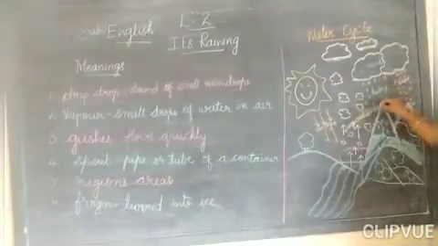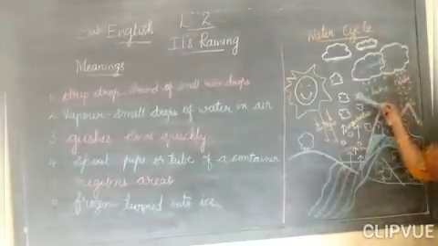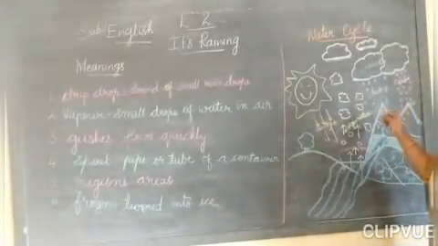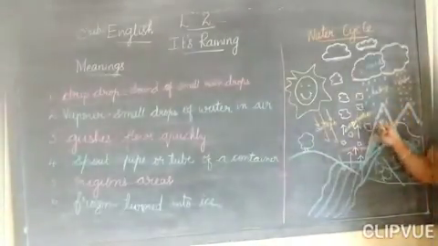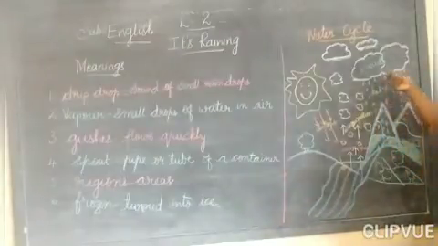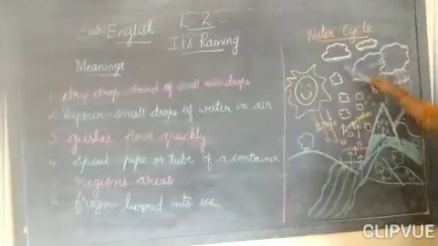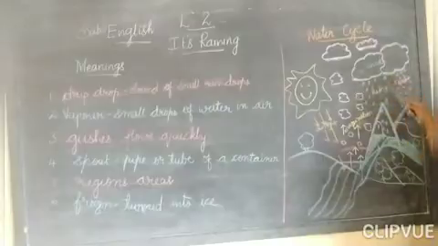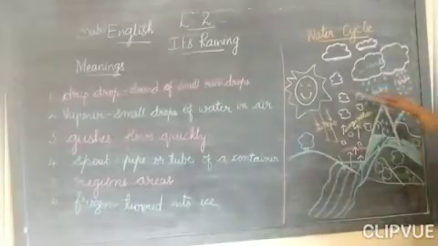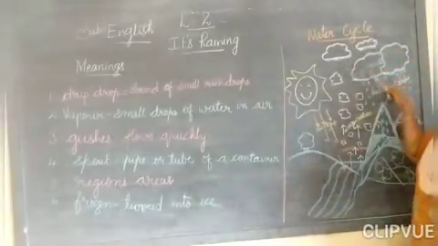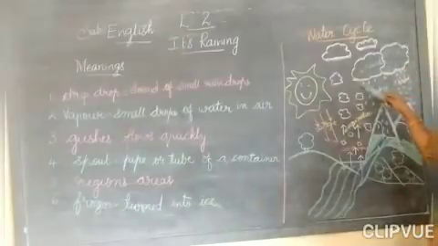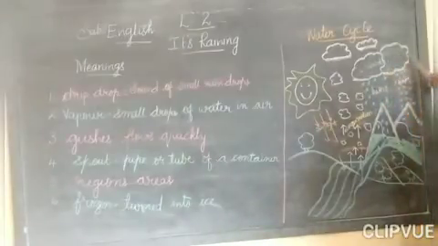Small clouds begin to form, and these small clouds start floating in the air and go higher up. When they are floating in the air, two or three clouds join together and become a big cloud. And now what happens?